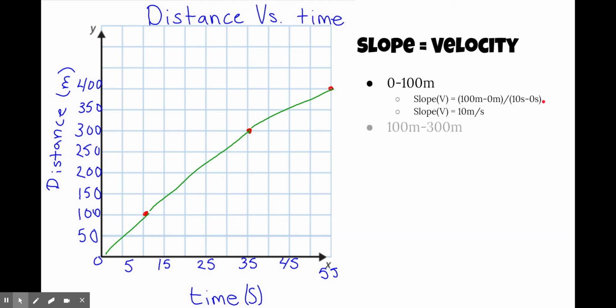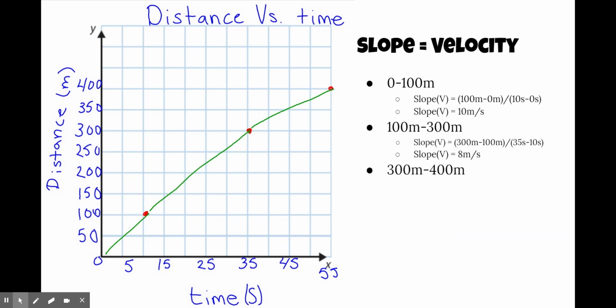We can do the same thing for the 100 to the 300 meter section. Again, now we take 300 minus 100, y2 minus y1, and divide that by our x run. So 35 seconds minus 10 seconds. And if you punch that into a calculator, we'll get an answer in meters per second, because the meters and the seconds don't cancel out. And that simplifies to 8 meters per second. So the slope is slightly flatter. It's not quite as steep as that first section.